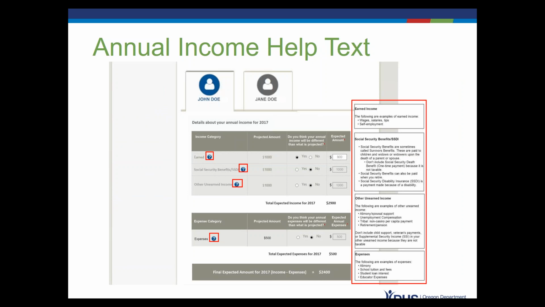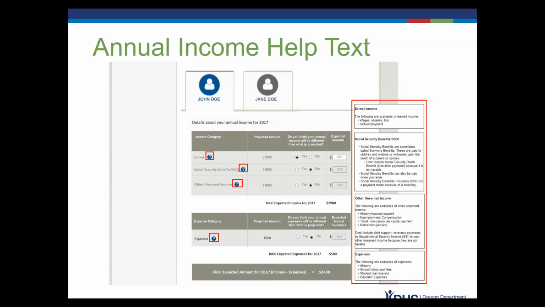If we look farther down, so this is all one screen, but it's a long screen, you will see that we have different income categories: earned, Social Security benefits, unearned income, and then expenses. Each of these sections has a little question mark now that you can click and get more information. So this is much more complete than the screen that was here before. It gives you a lot more guidance and gives clients a lot more guidance for what we're looking for.